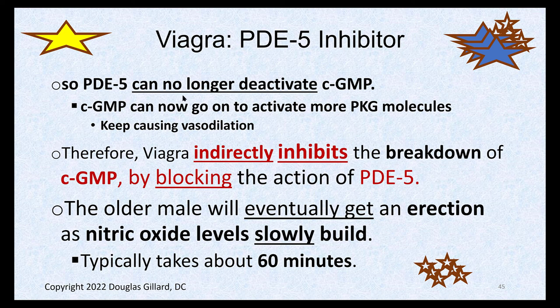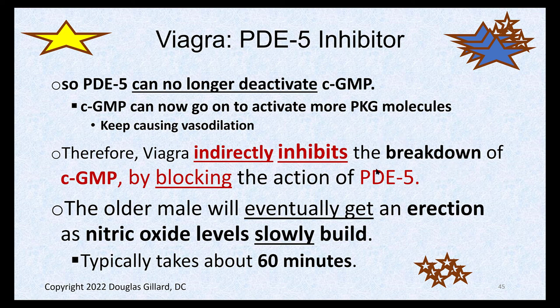So PDE5 can no longer do its job. It can't deactivate cyclic GMP. And so now cyclic GMP can stay alive much longer than it used to. And therefore the erection will work. It takes a little while. It takes about 60 minutes for guys who are taking Viagra to get an erection.